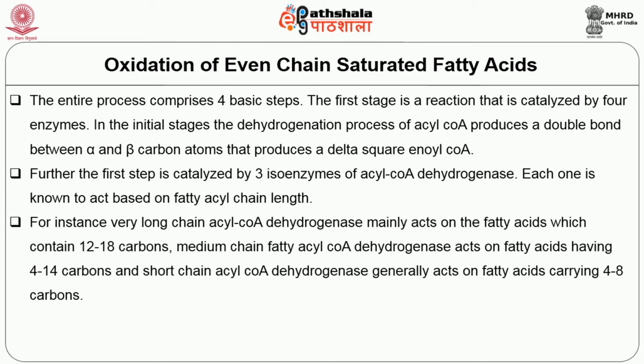For instance, very long chain acyl-CoA dehydrogenase mainly acts on fatty acids which contain 12 to 18 carbons. Medium chain acyl-CoA dehydrogenase generally acts on fatty acids carrying 4 to 14 carbons, and short chain acyl-CoA dehydrogenase generally acts on fatty acids carrying 4 to 8 carbons. All these enzymes are basically flavoproteins, which also contain flavin adenine dinucleotide as their prosthetic group. The electrons that are removed from fatty acyl-CoA are then transferred to FAD.